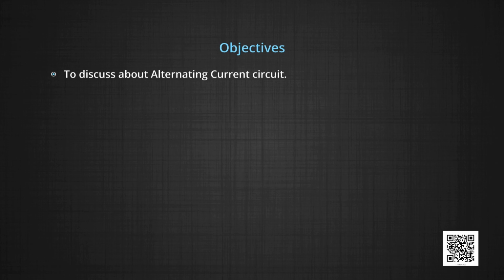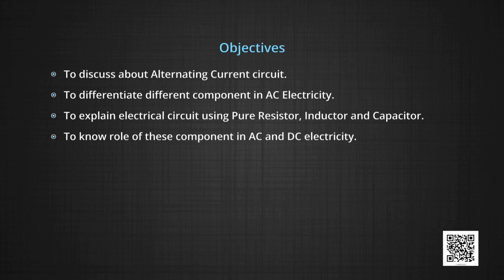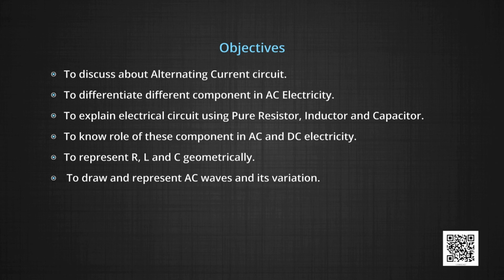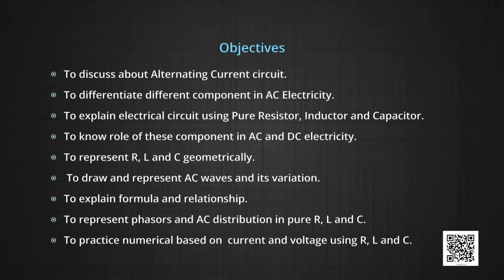Our objectives of this module are to discuss alternating current circuits, to differentiate different components in AC circuits, to explain electrical circuits using pure resistor, inductor and capacitor, to know the role of those elements in AC and DC as well, and to represent R, L and C geometrically. We also discuss and draw AC waves and their variation, explanation of formulas and their relationship. We will also represent phasors and AC distribution in pure R, L and C, and we also practice some numerical and problem solving based on current and electricity.